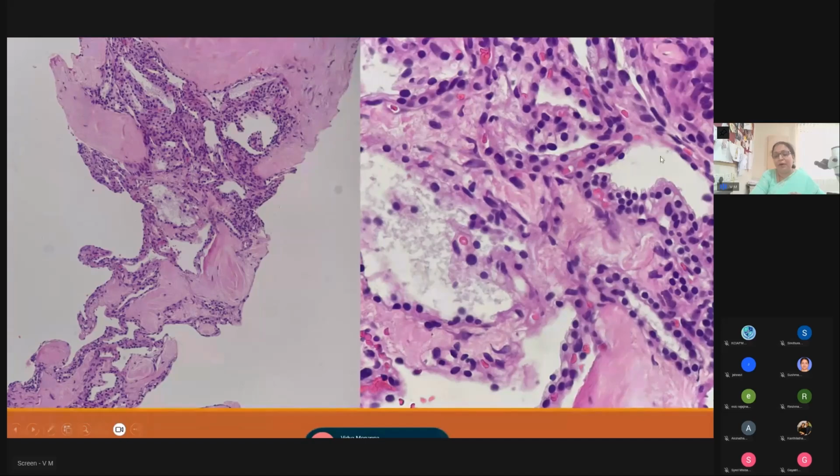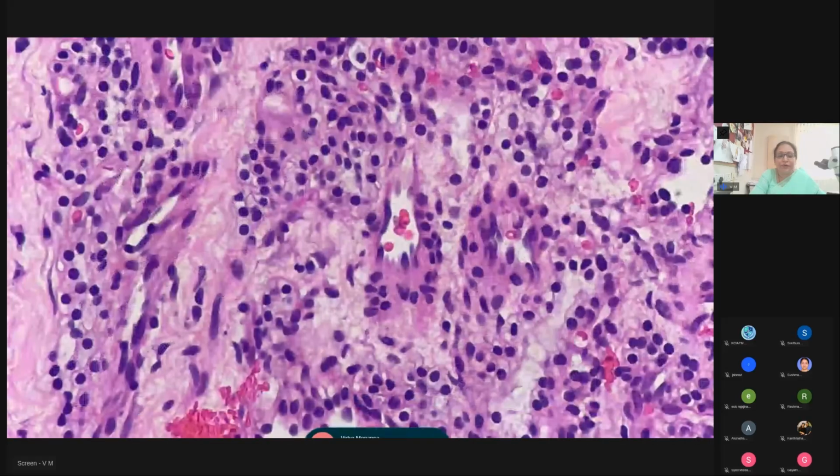these cysts are lined by bland looking cuboidal cells with uniform round nuclei. And as you can see further, I'm not seeing any mitosis, not much pleomorphism, no necrosis also seen. And what is striking is this presence of nice blood vessels. The intervening stroma shows nice proliferating capillaries.